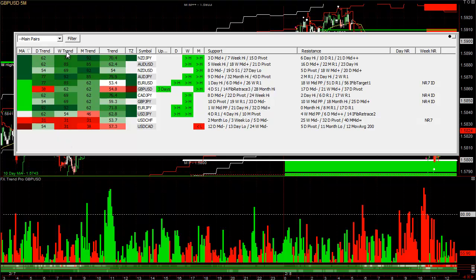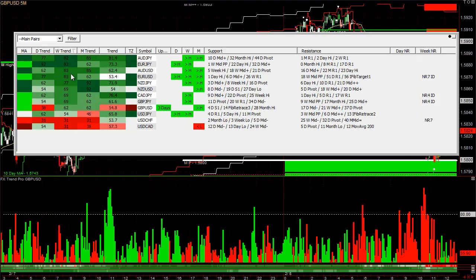It allows you to, for instance, sort by the strongest weekly currencies. These are the ones that you want to be looking for buys today for the most part. There are some rules, such as if a currency's been up or down 3, 4, 5 days in a row, even though it's the strongest currency, it's more likely to reverse.